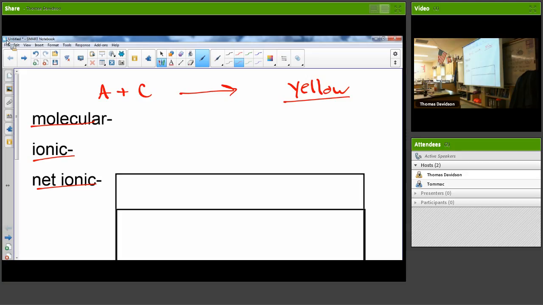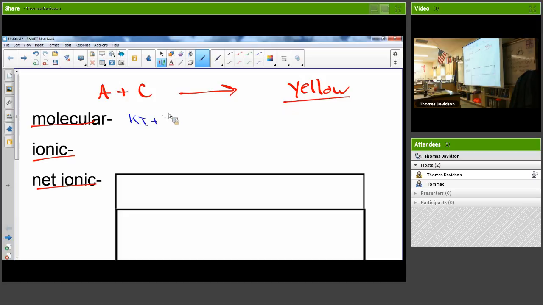So let's go ahead and write this one through. This one has maybe a wrinkle or two that will help us actually to do these even better. So first off, the formula of A is still the same. It was KI before, it'll still be KI now.